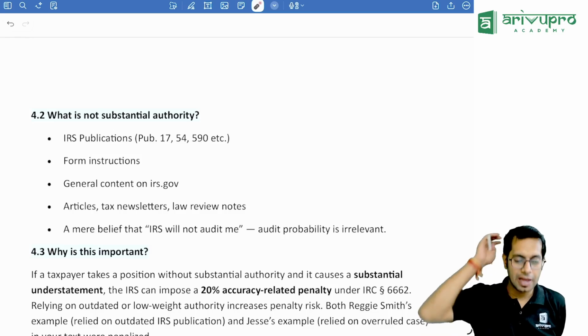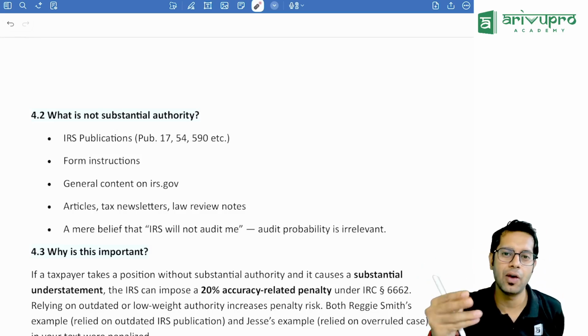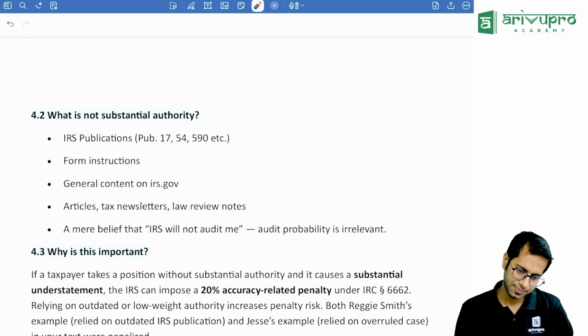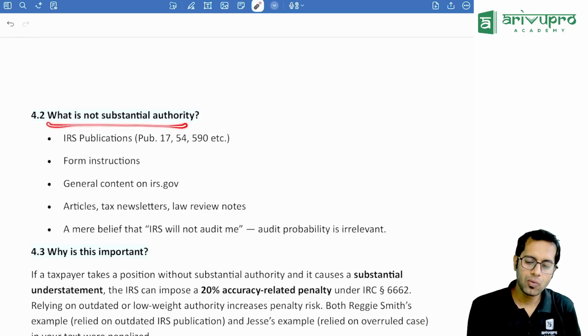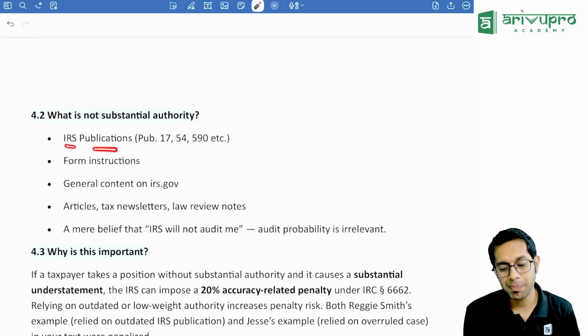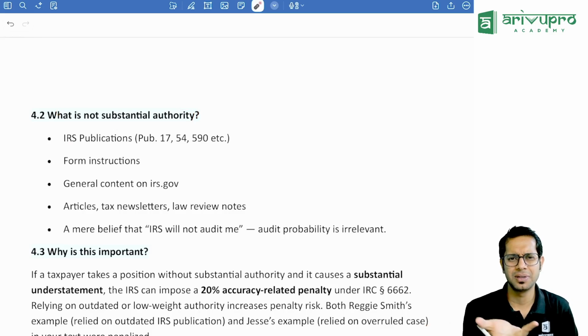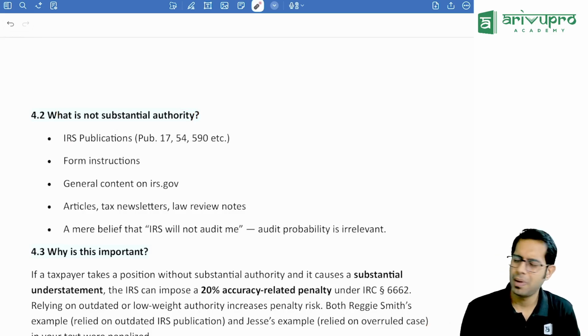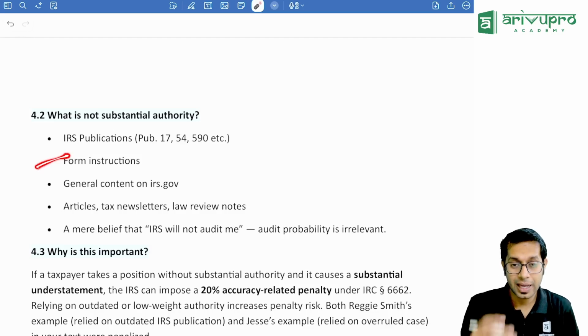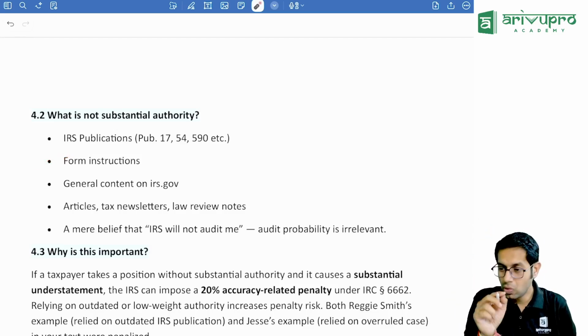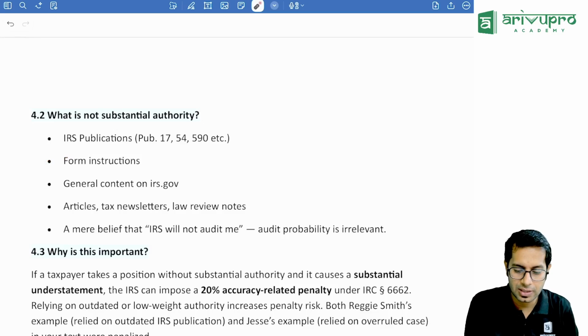Whose decision will have more weightage? Which decision will have weightage and which will not? Now they are telling what is not a substantial authority. IRS publications are not substantial authority. Publications are just like something you are printing in your newspaper. Publications will not have weightage. The instructions given in the forms on how to fill a form will not have that weightage.